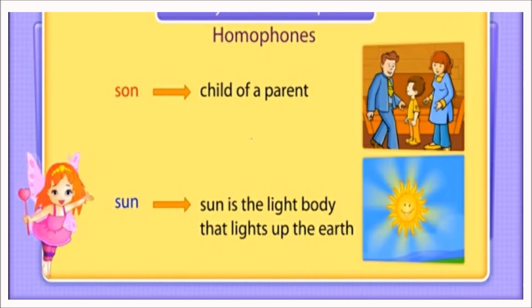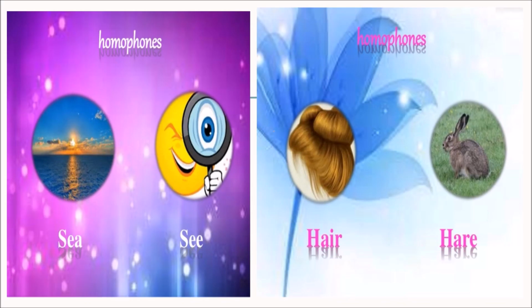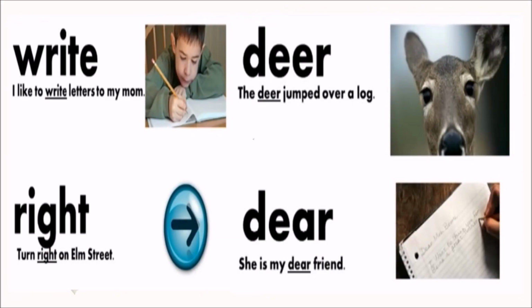Next we have son. The word son means child of a parent. The other word sun means the light body that lights up the earth. Sea, hair. Now let's see some more examples for homophones with example sentences.